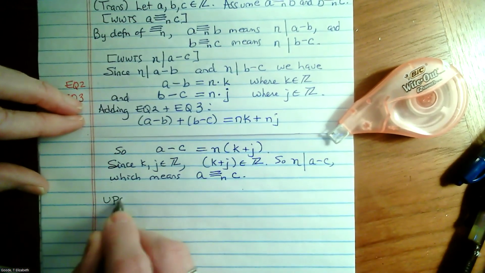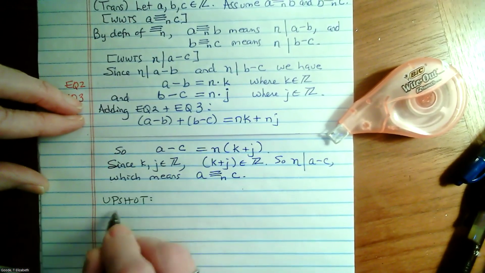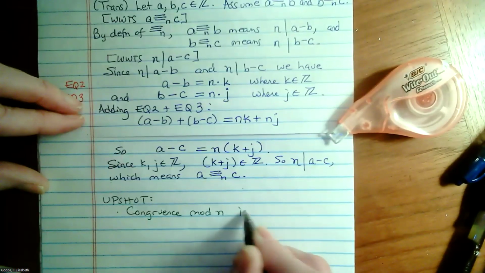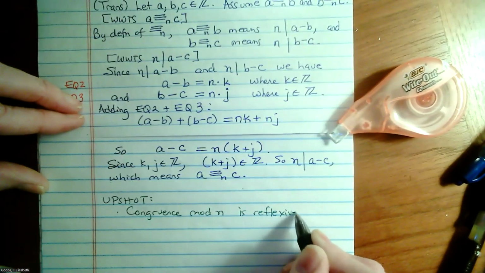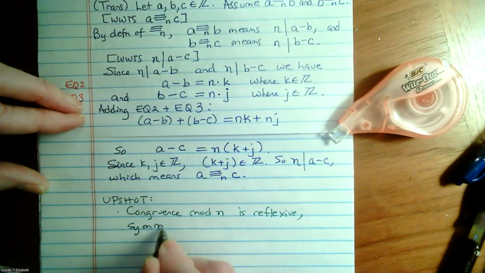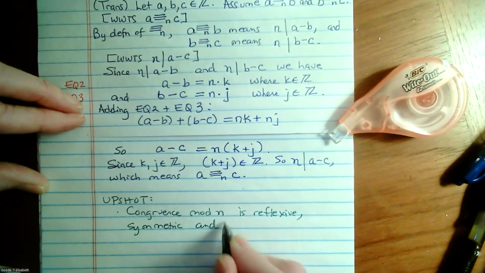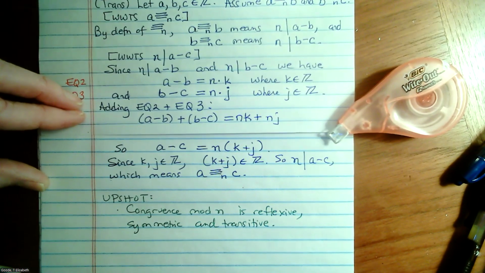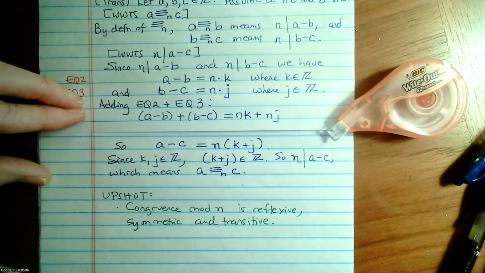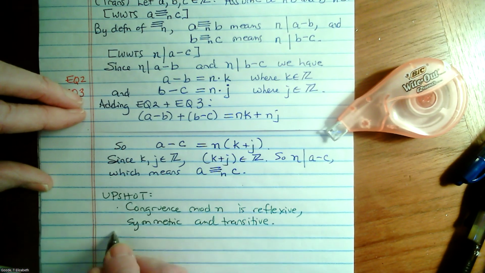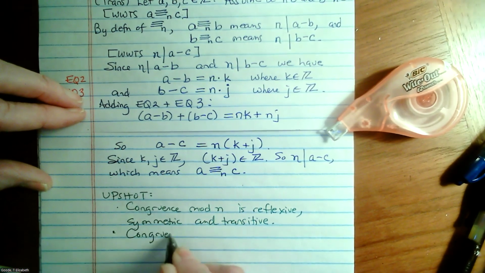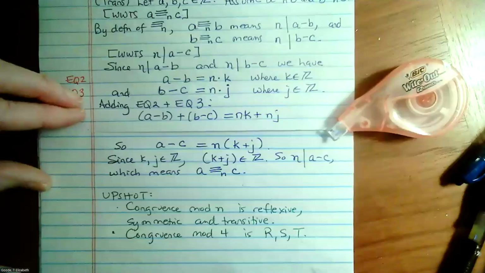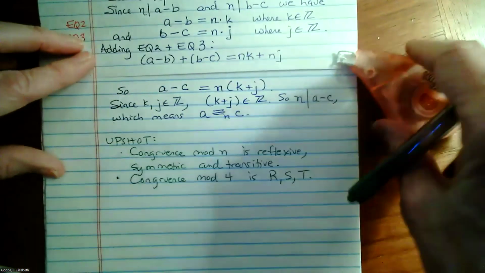So the upshot here was congruence mod N is reflexive, symmetric, and transitive. And that's why it induced such a nice partition on Z when N was 4. And so if you just want to look back at that, you can note congruence mod 4 is also R, S, and T. It's got all these properties. Doesn't matter what N is. Okay.